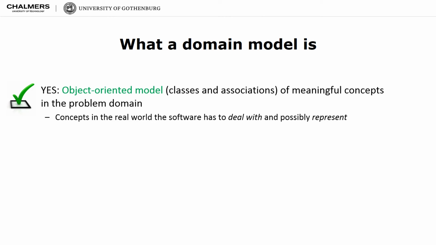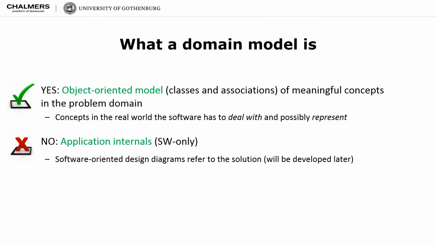So in practice, a domain model is an object-oriented model. For instance, in UML, that would be a class diagram representing classes and associations. Typically, this model will contain concepts in the problem domain. What is very important to keep in mind is that these concepts belong to the real world, and they represent concepts, or also physical things, that the software system has to deal with. In contrast to concepts that are only relevant to the internals of the application, so to the implementation of the system. Software-only concepts do not belong to the domain model. Let's have a look at one example to clarify this concept.